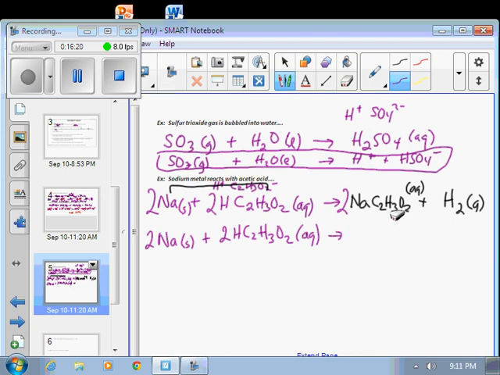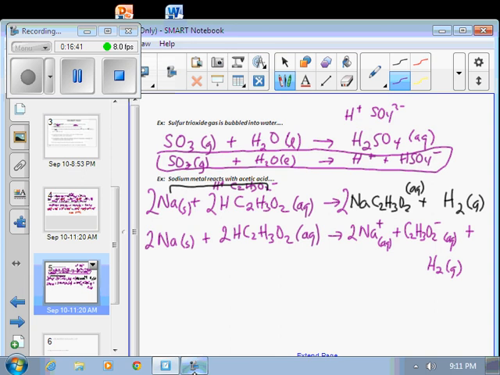All right, but this guy, that's one of my ionic compounds that are going to dissociate 100%. So 2Na plus plus the C2H3O2 minus ion. Okay, so aqueous and aqueous. And last but not least, of course, the hydrogen's not going to break up. Okay, it doesn't have any ions in it.